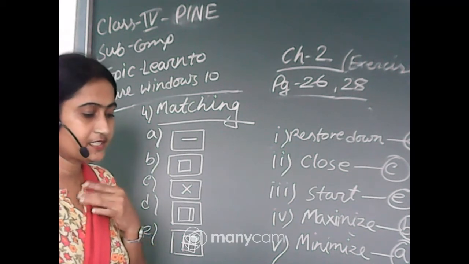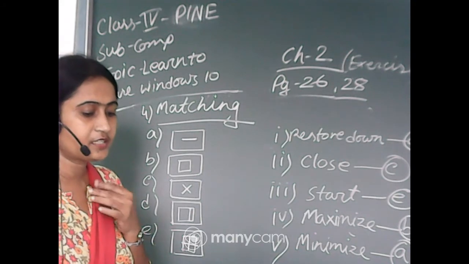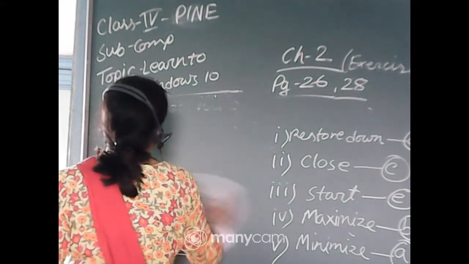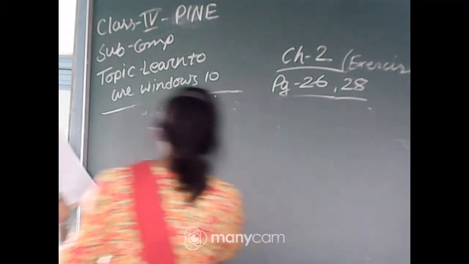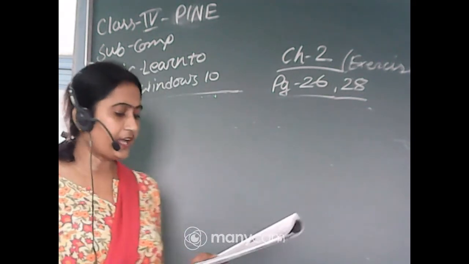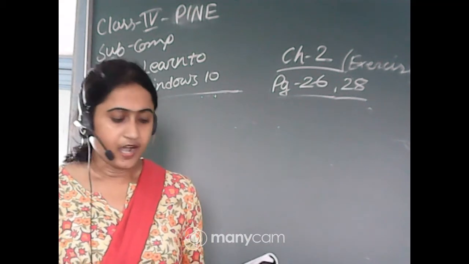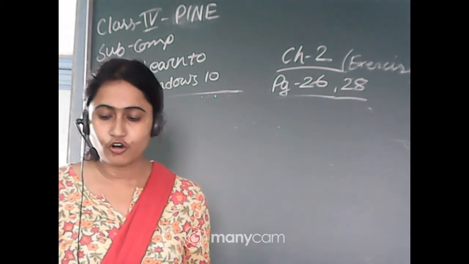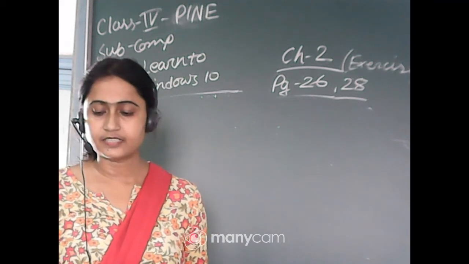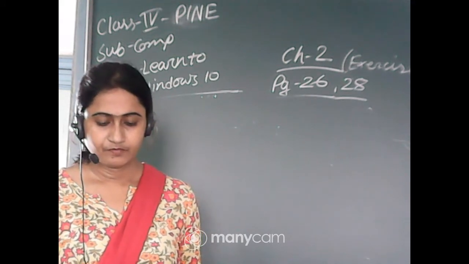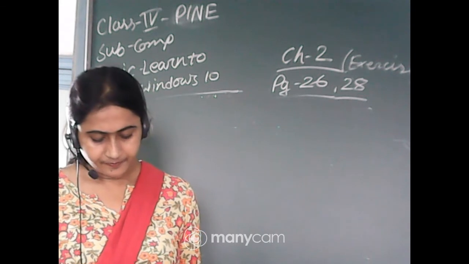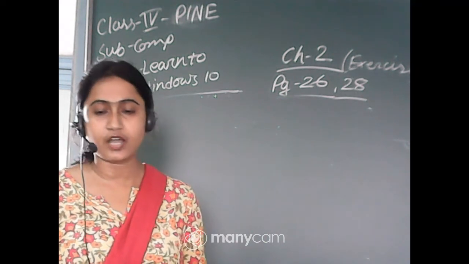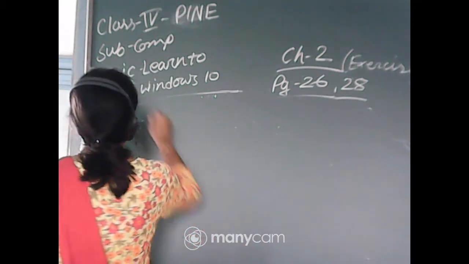Okay, very good. Now I will discuss very short answer type questions. Number 1. How many icons are present on the title bar of Windows 10? There are 4 buttons. These are called control buttons. 4 buttons: minimize, maximize, restore down and close. So number 1A, 4.